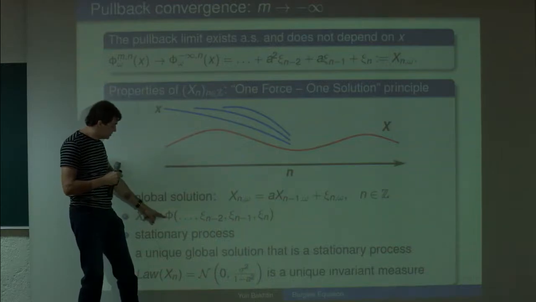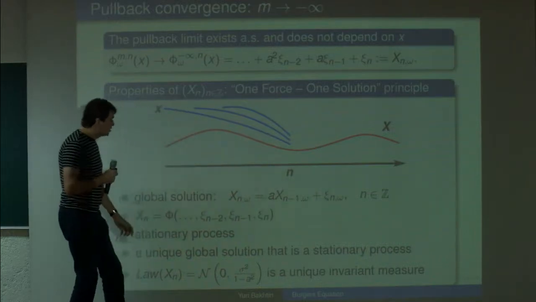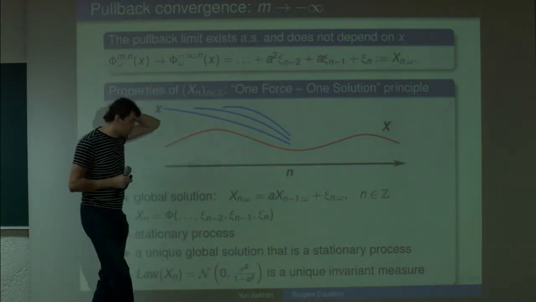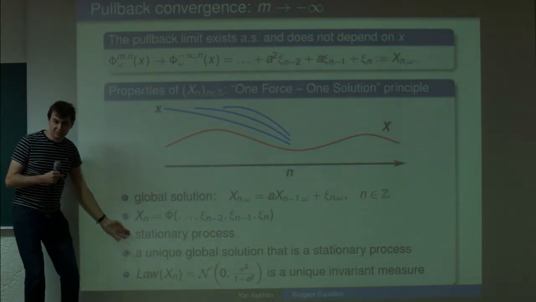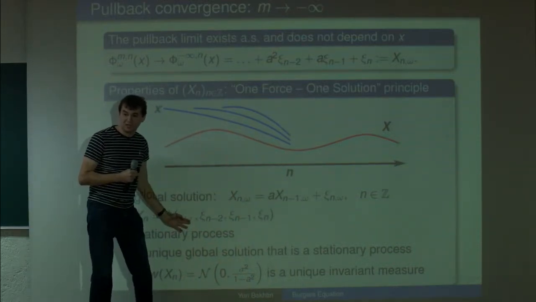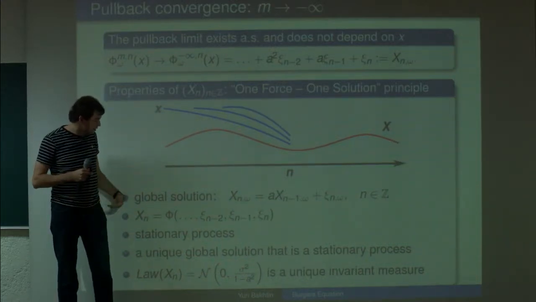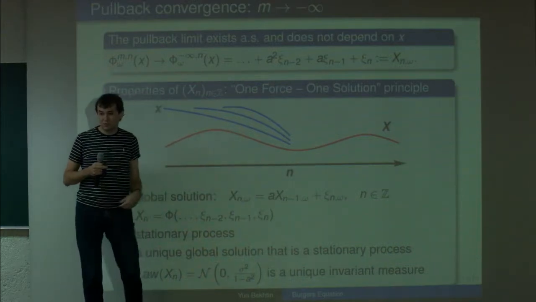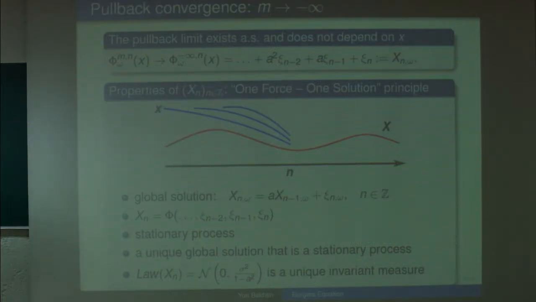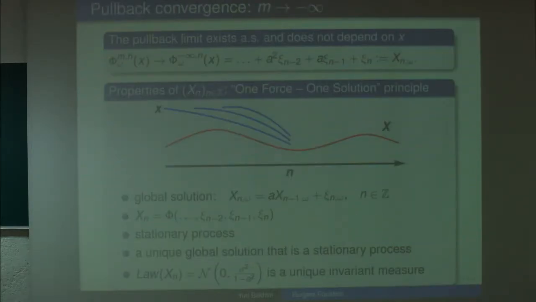X of n is really almost surely a functional of the forcing in the past. In this case, this is just this formula, so it's obvious. Therefore, it is a stationary process, right? Because as inputs, you take this stationary process, and if you shift this by a certain time, then all these variables also will shift their indices, and so the result is that a factor of a stationary process is also a stationary process.